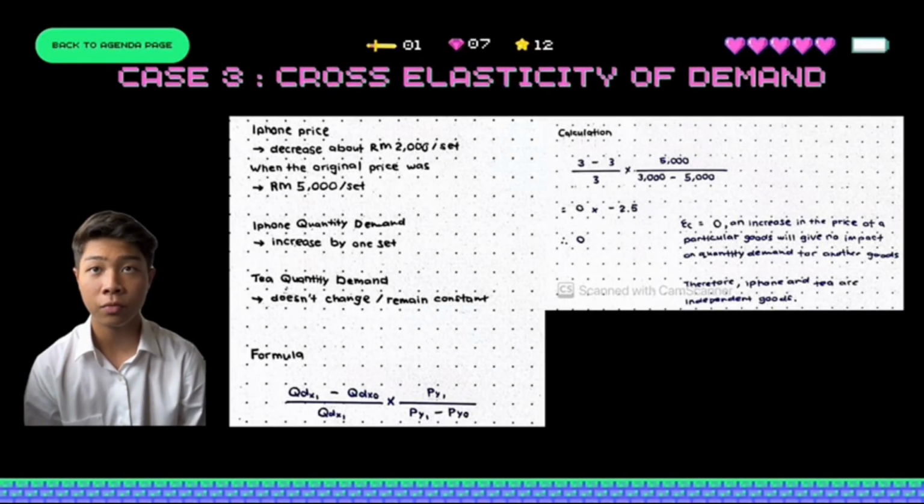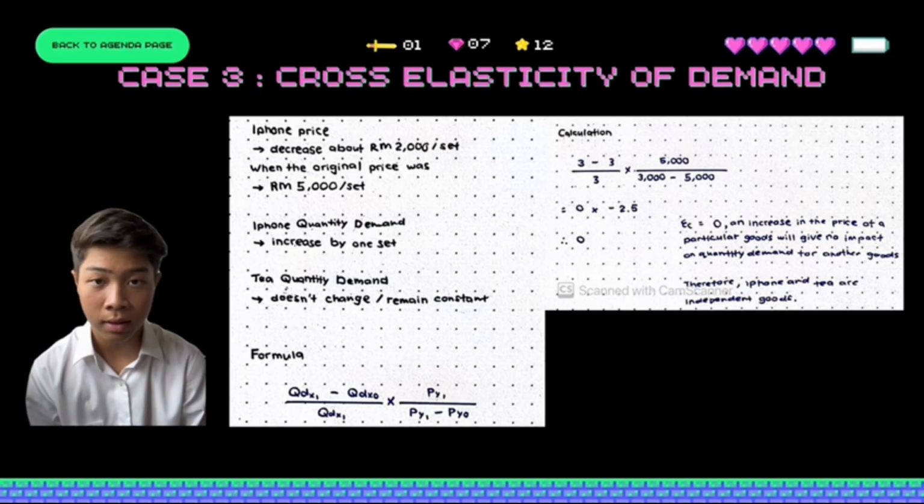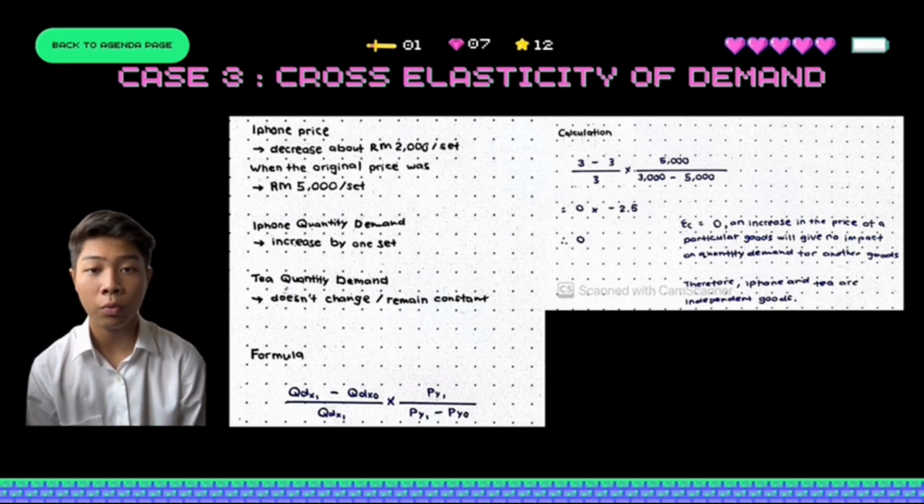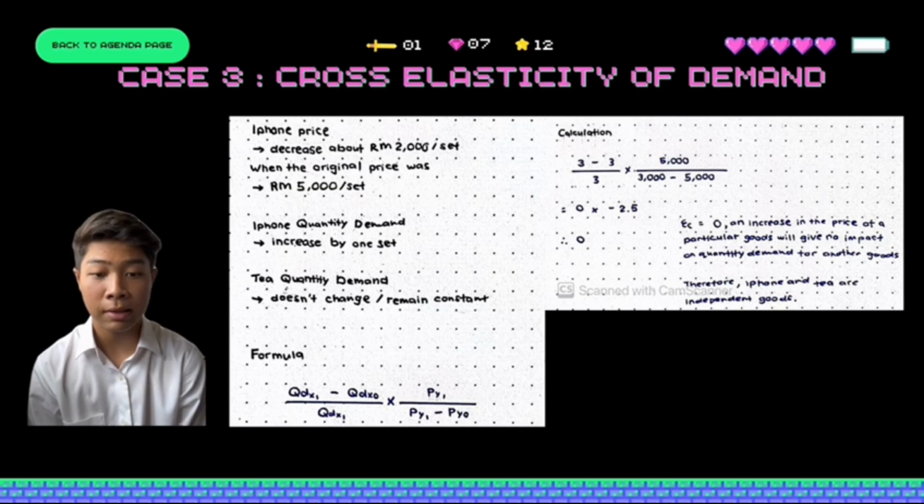For table B, the iPhone price decreased by 2,000 ringgit per set. Meanwhile, the original price was 5,000 ringgit per set. So the iPhone quantity demanded increased by 1 set. Meanwhile, the tea quantity demanded doesn't change or remains constant. We'll be using the formula Qdx1 minus Qdx0 divided by Qdx1, times Py1 divided by Py1 minus Py0. So the answer will be 0. 0 means that a change in the price of a particular good has no impact on the quantity demanded for another good. Therefore, iPhone and tea are independent goods.